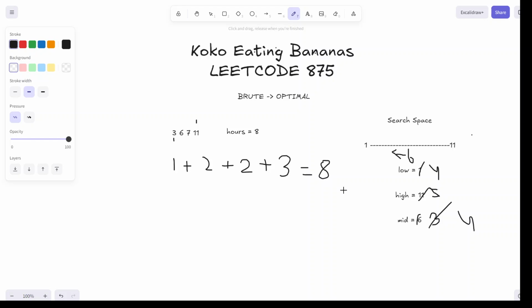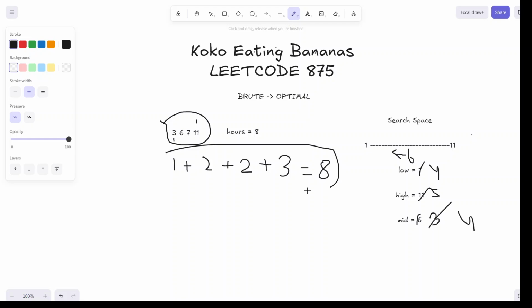So this is normally just a binary search. We had an array which was 1 to 11, and we applied simple binary search on it, and the target was 8. Just an extra helper function would be needed, and the helper function is that we are not simply checking the number, we are checking on this array how many hours are being taken.